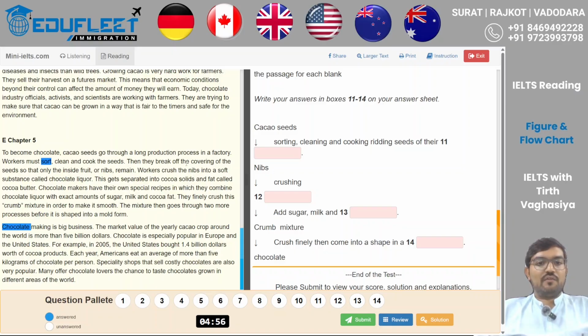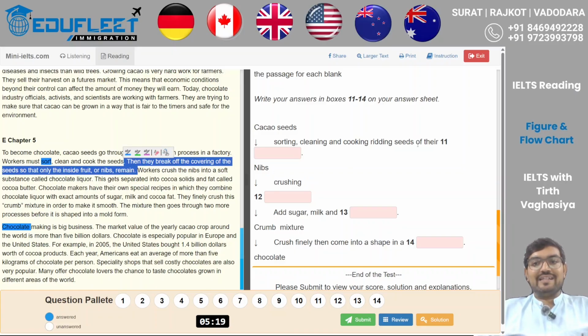Then they break off the covering of the seeds. Okay. So that only the inside fruit or nibs remain. Then comes worker crush. So the crush is now matching with crushing. That means my answer is gone. Your answer is in this section only.